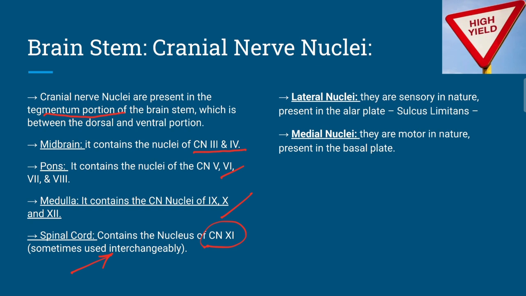We have the lateral nuclei. They are sensory in nature and present in the alar plate, across the sulcus limitans, and then we have the medial nuclei present in the brainstem, and they are motor in nature, present in the basal plate.